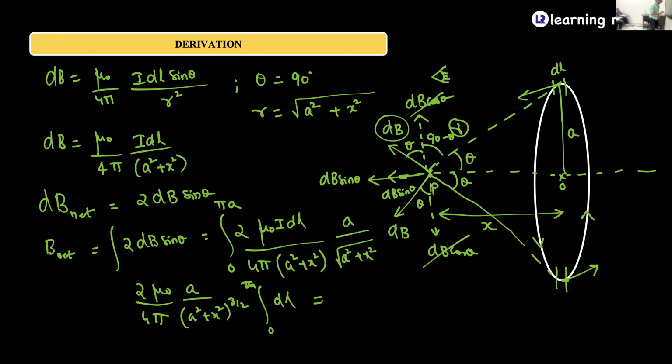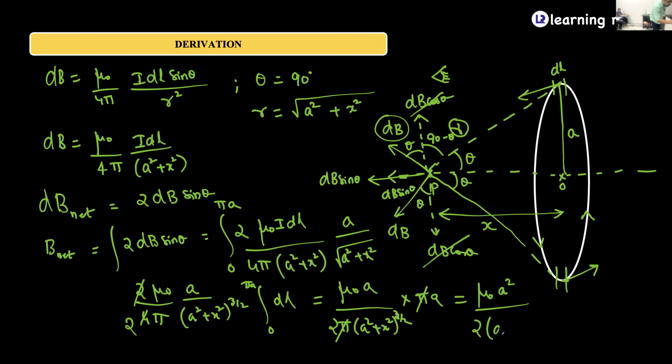So the final answer will be, 2 will cancel this 4 twice. So mu naught a divided by 2 pi into a square plus x square, the whole power 3 by 2, multiplied with pi a. Pi and pi will get cancelled. What is that you are going to get? You will have mu naught a square divided by 2 into a square plus x square, the whole power 3 by 2. And this is the expression for magnetic field due to a circular current carrying loop on its axis. Okay. And this expression is to be remembered.